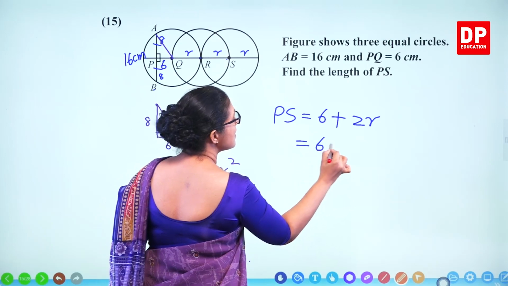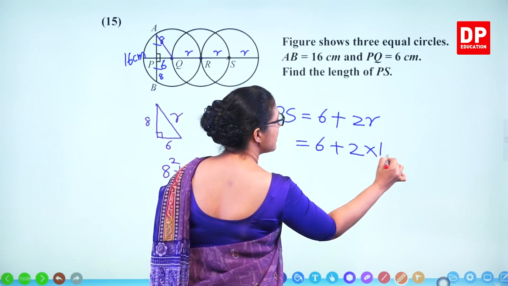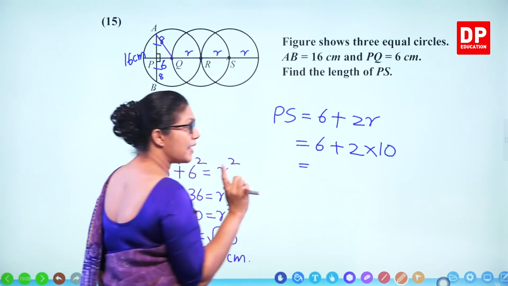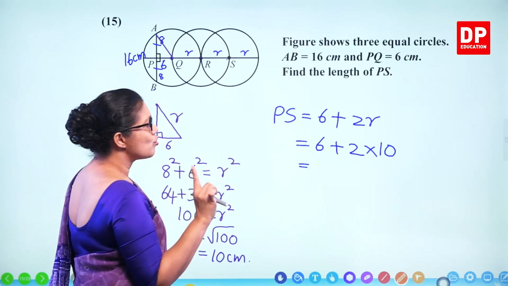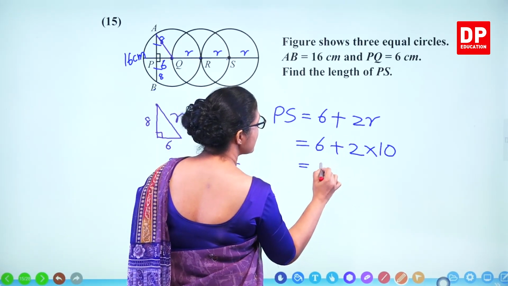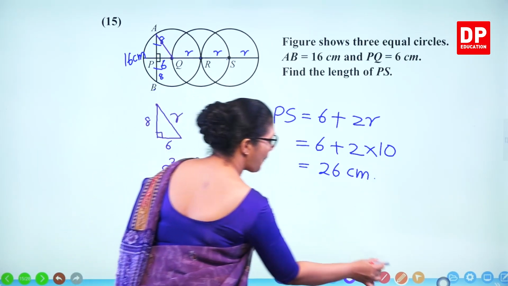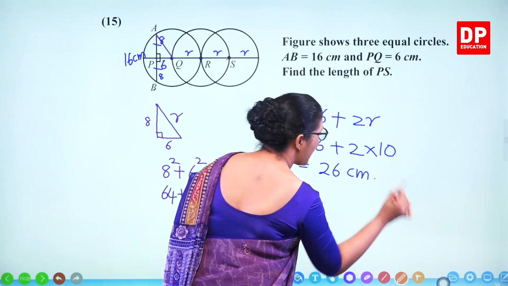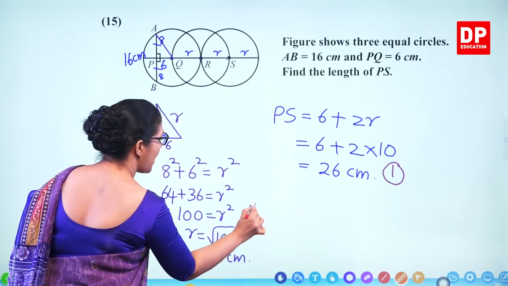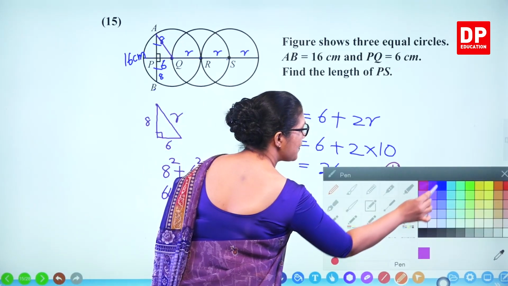We found out R is 10. So first multiplication according to BODMAS, 2 times 10, 20 plus 6, 26 centimeters. So 2 marks here again, 1 mark for the answer and 1 mark for the method.